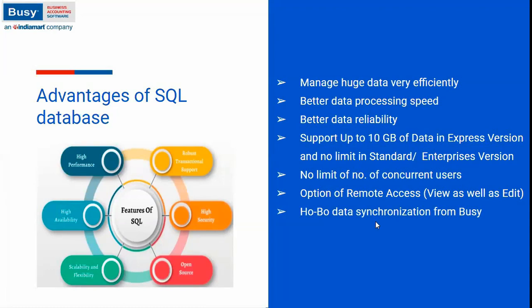HOBO data synchronization from Busy. That means in Busy, in the Enterprise edition or in the Emerald edition, we are giving an option to have a head office, branch office data synchronization feature, through which you can easily sync your branch data in the head office or in the server system through a static IP. That means in your server system, there should be an SQL database, or your Busy software database should be on SQL in server. But in branch, you can keep the database in Access or in SQL also.